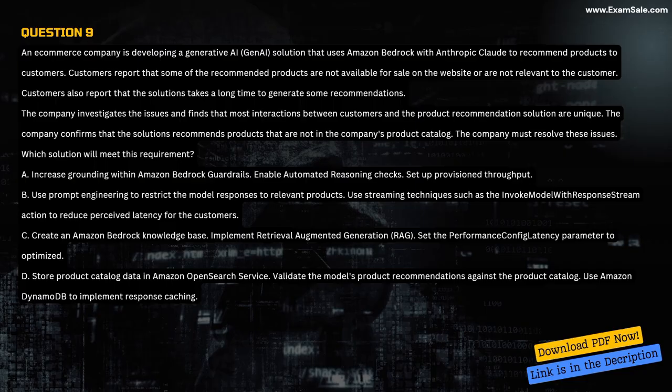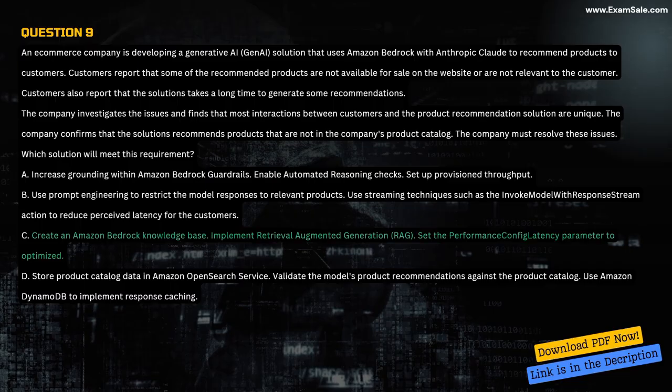C. Create an Amazon Bedrock knowledge base. Implement Retrieval Augmented Generation (RAG). Set the performance config latency parameter to optimized. D. Store product catalog data in Amazon OpenSearch Service. Validate the model's product recommendations against the product catalog. Use Amazon DynamoDB to implement response caching.